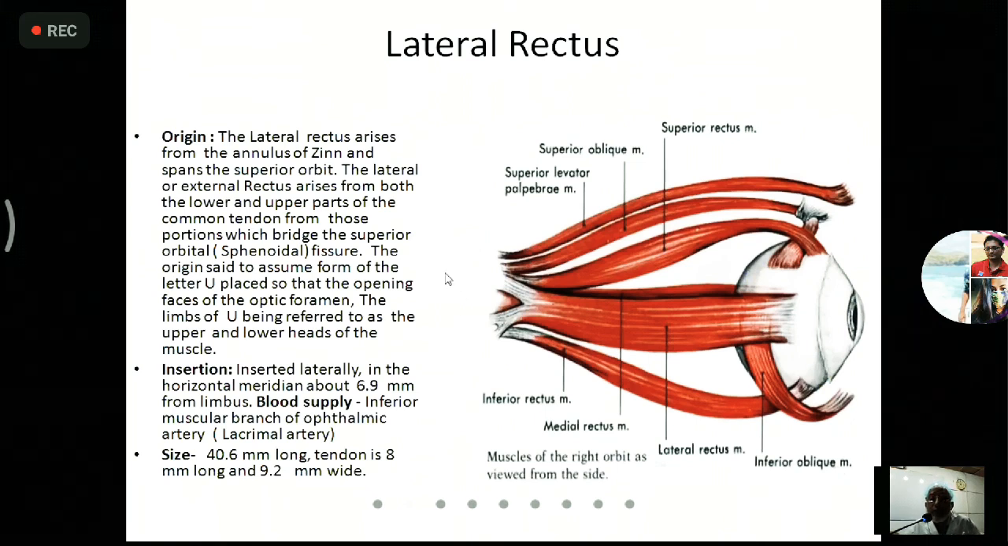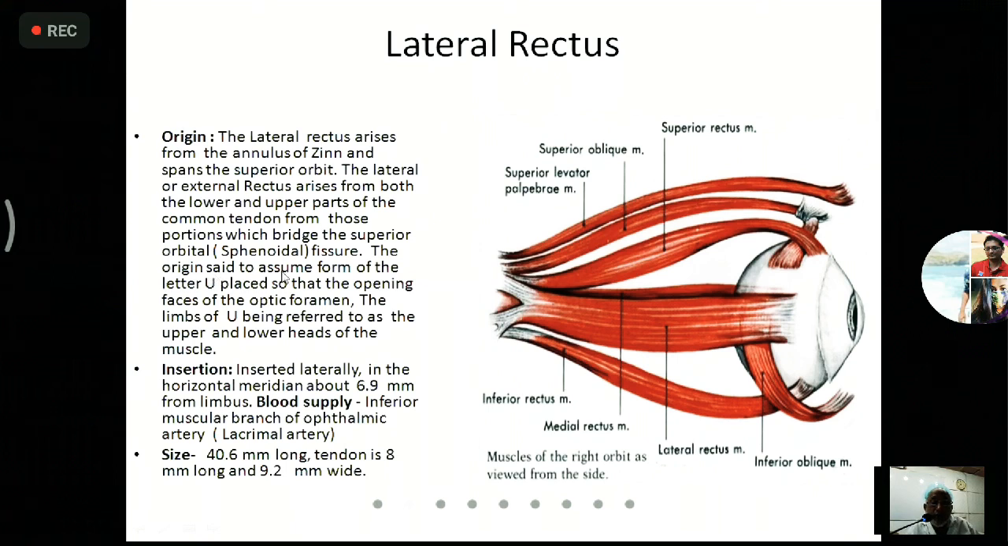Okay. Now lateral rectus. Lateral rectus arises from the annulus of Zinn. We previously said the lateral rectus has an upper 2/3 and lower 1/3, the upper part of the tendon and the lower part of the tendon. The lateral or external rectus muscle arises from both upper and lower tendons, the portion which reaches the superior orbital fissure. Remember, the superior orbital fissure forms the base. This is another MCQ question for the MCQ's first part, or the MCQ for the admission test.